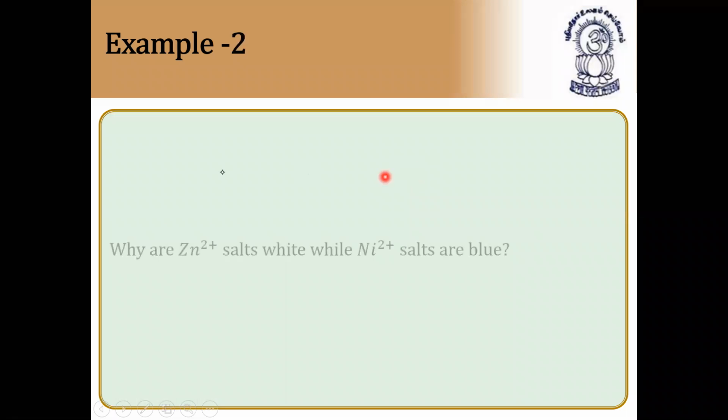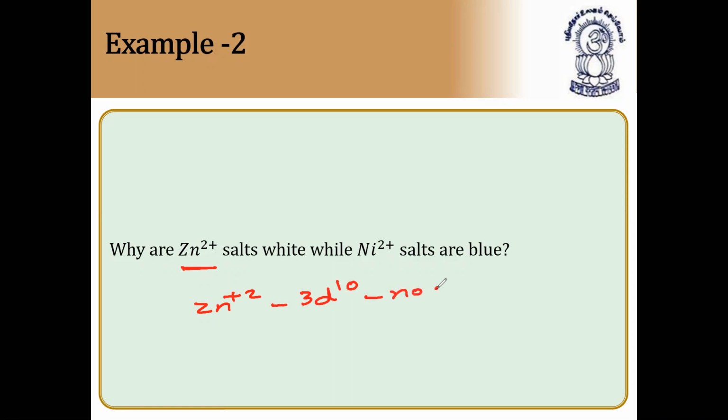Next question. Why are zinc plus 2 salts white while Ni plus 2 salts are blue? Because Zn plus 2 ions have a 3d10 configuration, with no unpaired electrons, so they are colorless. That's why they are said to be white. No unpaired electrons, that's why they are colorless. This is a simple answer, so please copy down. Next question.